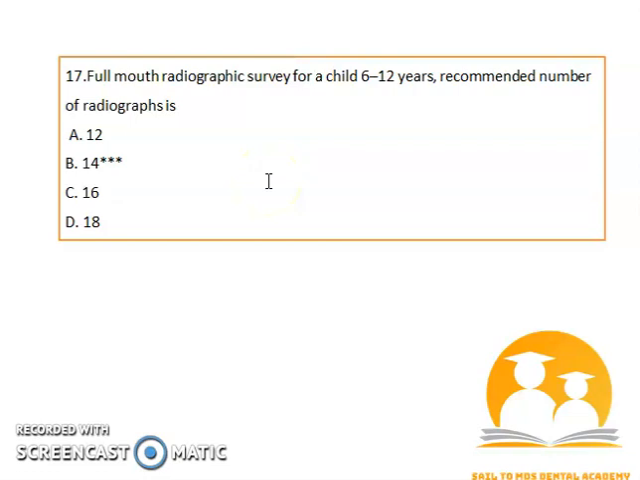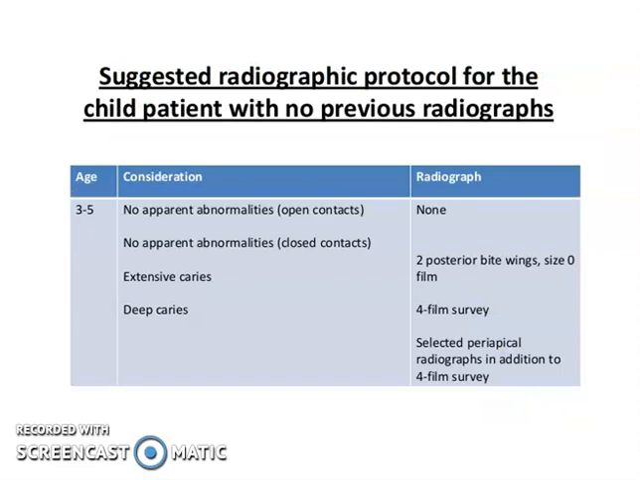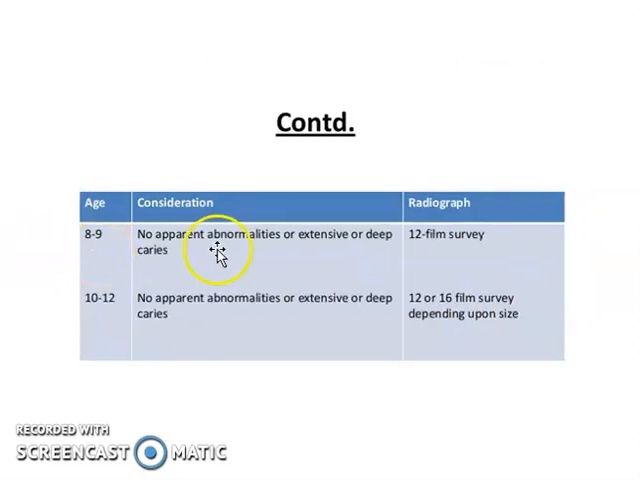Then aspirants, what is a full mouth radiographic survey for 6 to 12 years children? It is 14 radiographs. Remember, this question can be asked in another way also. They may ask you 3 to 5 years, so here it is a 4 film survey. If they ask 8 to 9 years, it is a 12 film survey, and 10 to 12 years it is 12 or 16 film survey depending upon size.